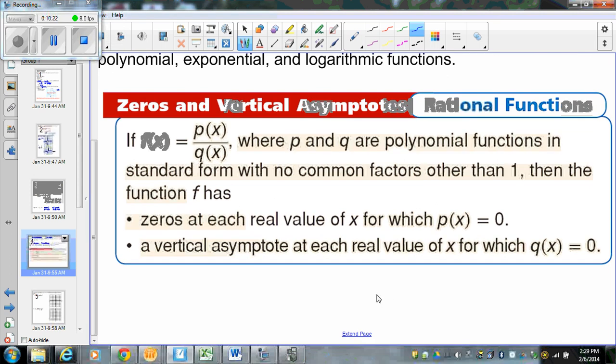And those discontinuities include any place that you have asymptotes, vertical or horizontal asymptotes. So we're going to focus right now on zeros and vertical asymptotes. If you have a rational function f of x represented by one polynomial function over another polynomial function in standard form with no common factors other than 1, so that means all of the factors that they do not have in common, then your function is going to have zeros everywhere that the numerator equals 0, and it's going to have vertical asymptotes everywhere that the denominator equals 0.